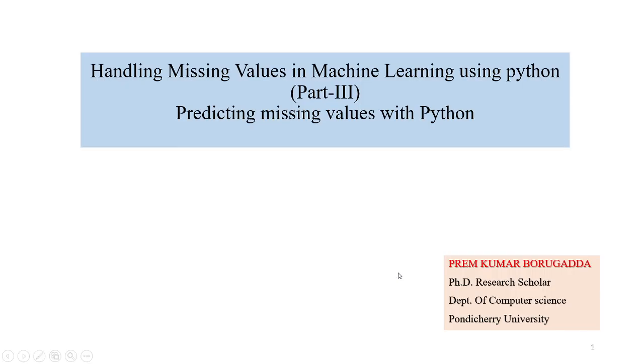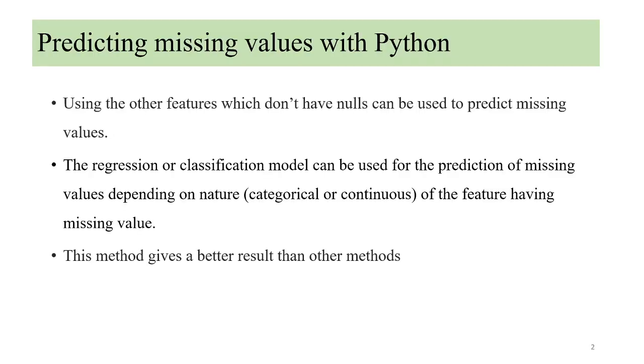Hi friends, today we are going to discuss handling missing values in machine learning using Python, part 3. The main concept here is predicting the missing values with Python. So how can we predict the missing values by using Python? Here, the other features in the dataset which don't have null values can be used to predict the missing values.